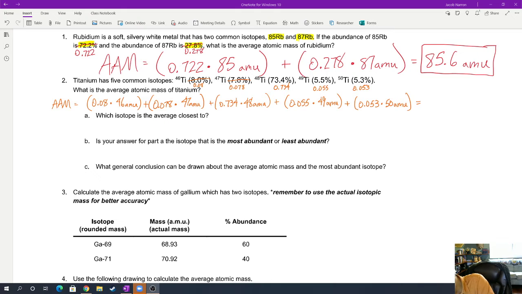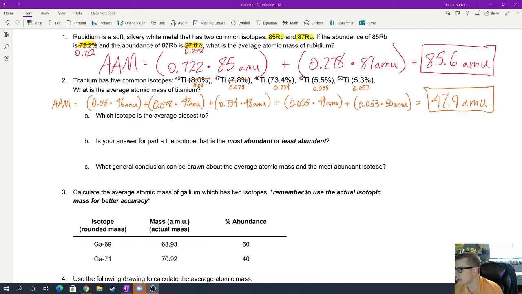Whenever you're doing calculations, it's usually a good idea to try and check your math twice, because all it takes is one bad keystroke and you've messed up the whole problem. So it's usually a good idea to double check your answer. Now in this case, I'm getting an answer of 47.9. So you guys check me at home, but I'm getting 47.9 AMU as my final answer.